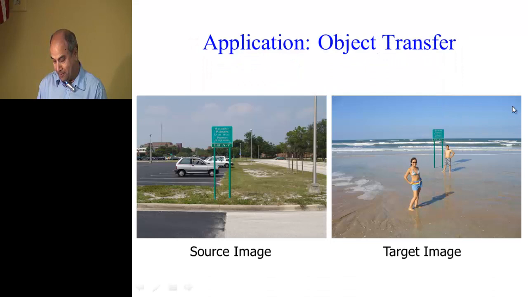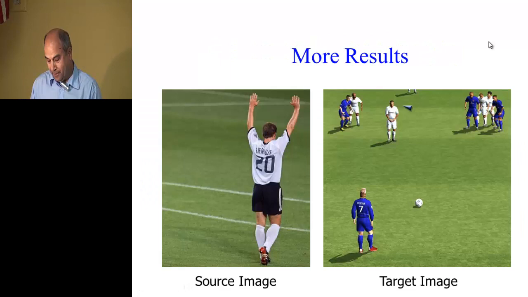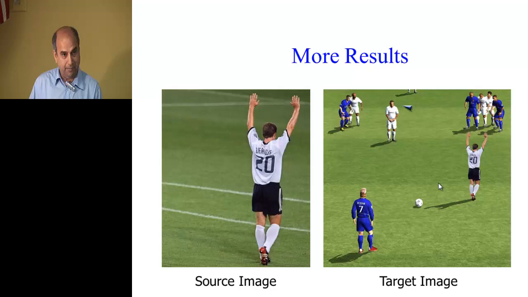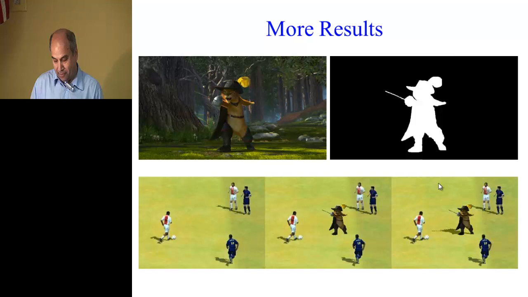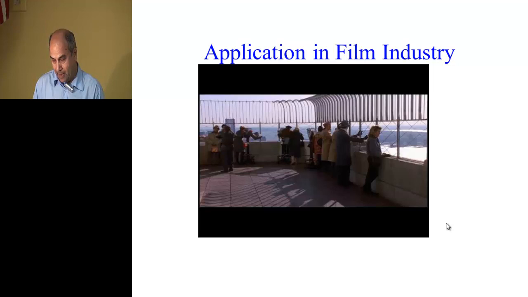So now this is another example of a sports image. These two are real images, and we want to take this guy and put it here. Okay, and this is what we have, and we now have also a shadow, and it's artificial. I mean, this looks pretty real. So this is one more example, like we want to take this guy here and put it here. Now we have a shadow also. And we can do this also in a video. And this is the example of a video.